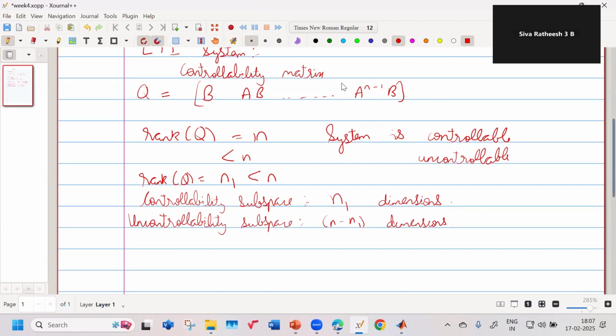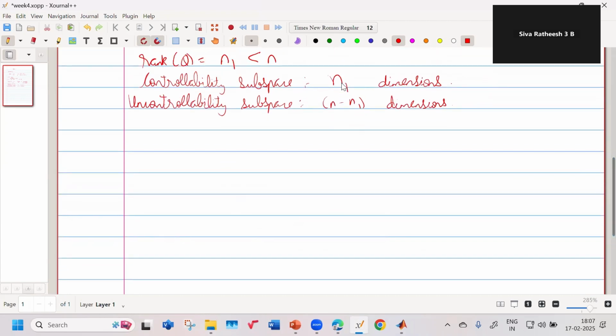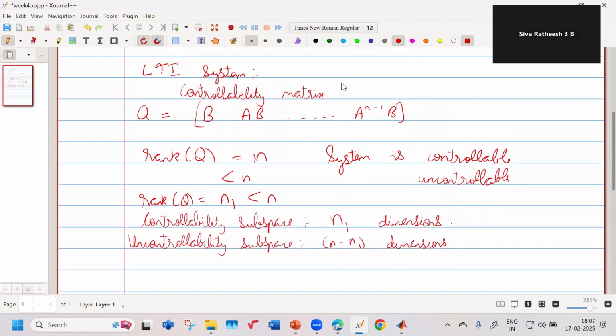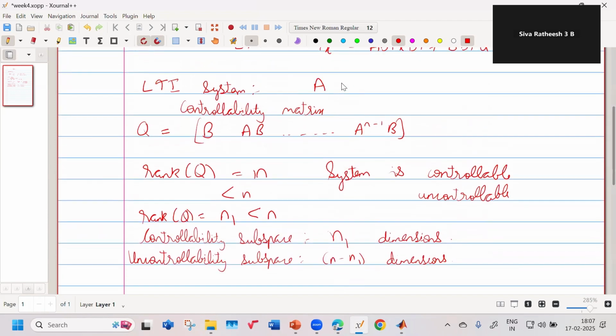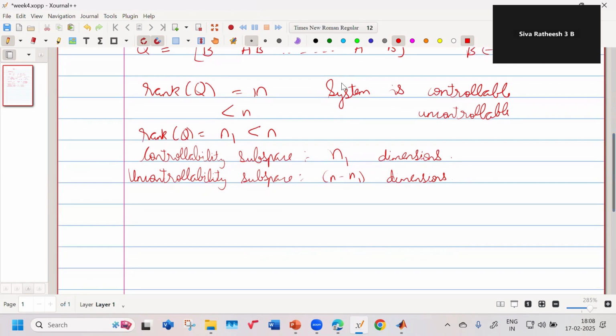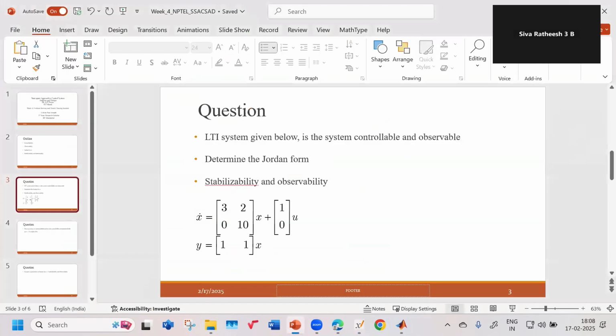I'd like to point out that for the LTI system, we'll consider this A matrix to be an N cross N matrix, and this B matrix is an N cross M matrix. In our simple case, we'll take M equal to 1, so B belongs to R, N cross 1. Now let us consider the example for the question.